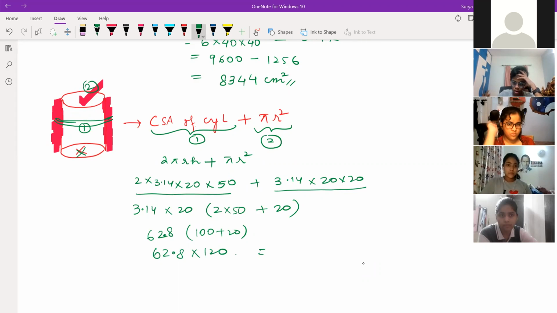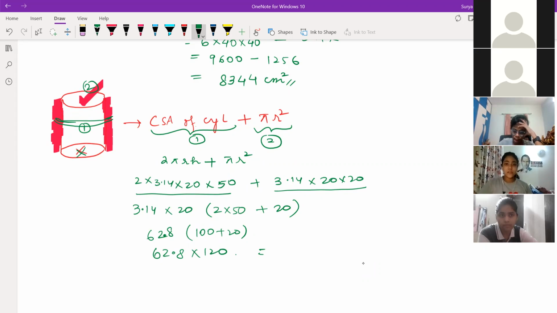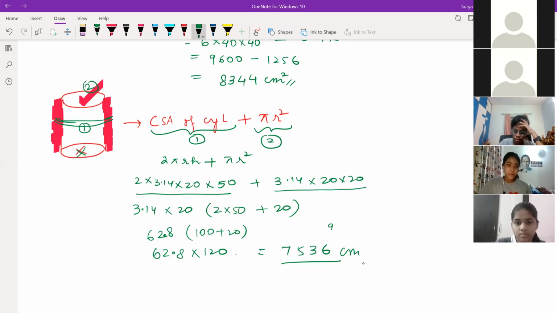So what do you get the answer? Try to understand how much we'll get on multiplication. 12 8s are 96. 7536. 7536, right? This is centimeter square. Now, as per question, we want total surface area of the whole solid. So 8344 and 7536 should be added up. It's clear, children, what I'm trying to say here.